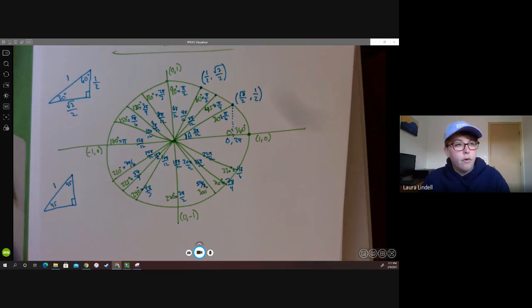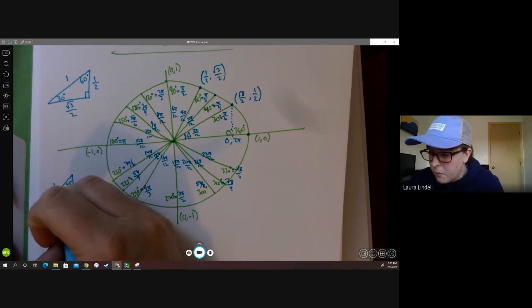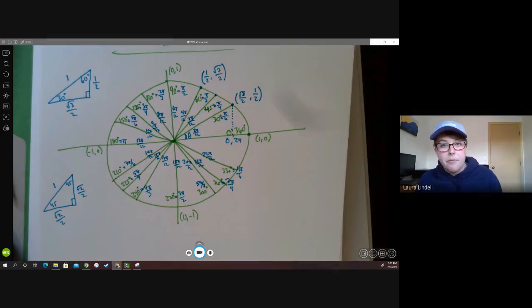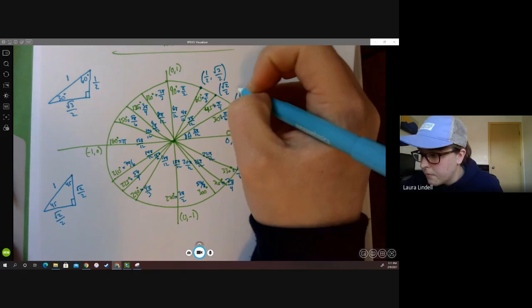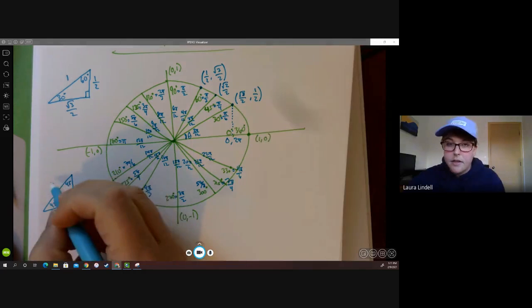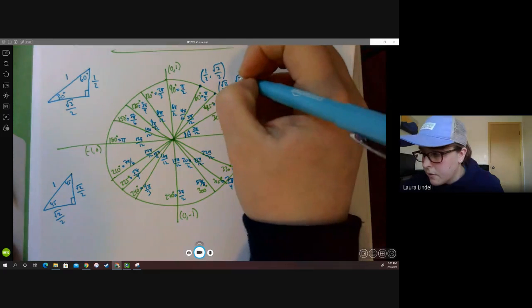So for a 45, 45, 90, we end up with root 2 over 2 for both of the legs, because both of those will be the same. And that actually comes from the Pythagorean theorem. So then both my x and my y coordinates are root 2 over 2. Because really it's the hypotenuse divided by root 2, but we don't want to write it with a root 2 in the denominator. So then we rationalize the denominator and we get root 2 over 2.